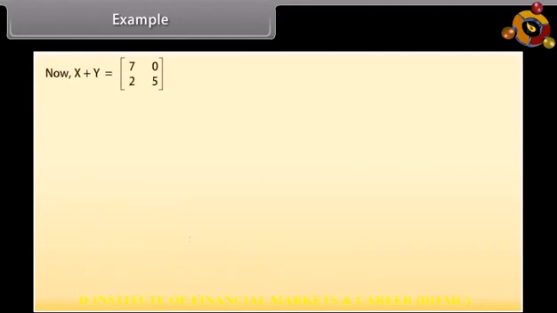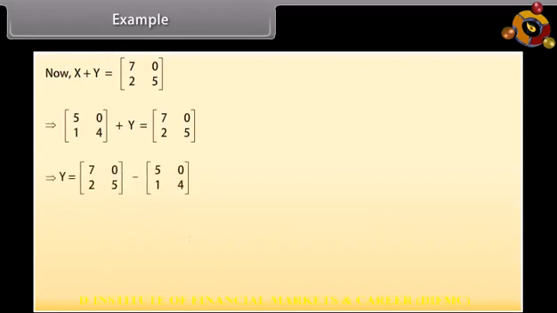Now substituting the value of X in X plus Y and solving it, we get the matrix Y is equal to, row-wise, first row 2 0, second row 1 1.